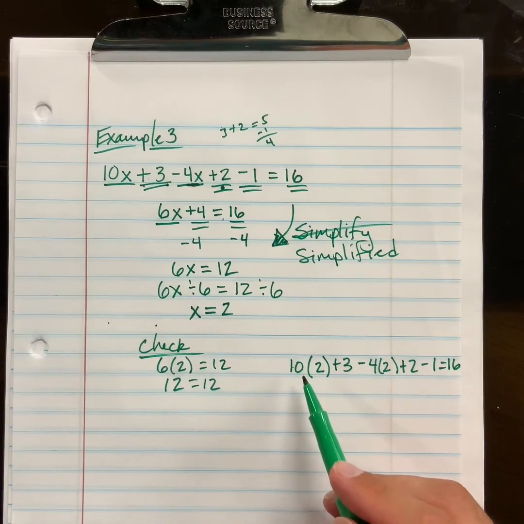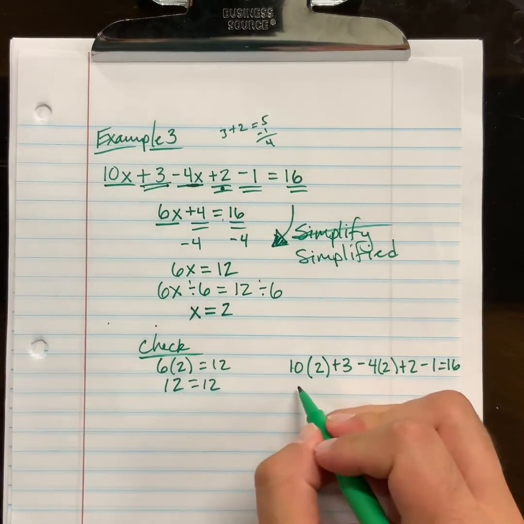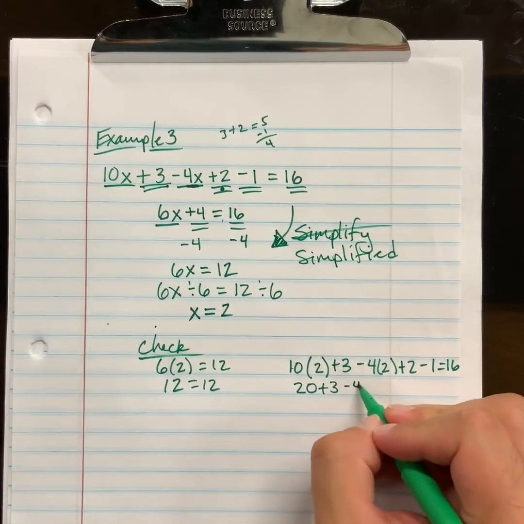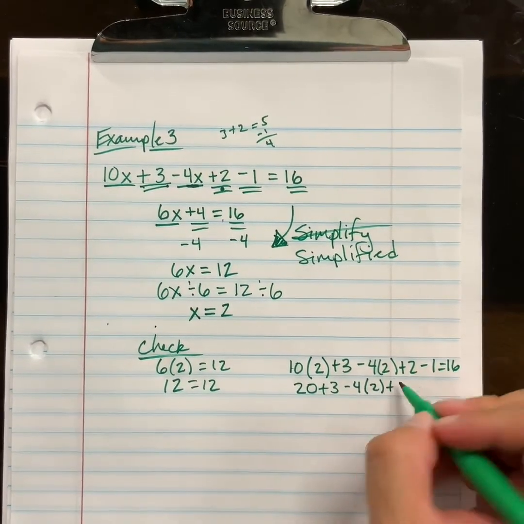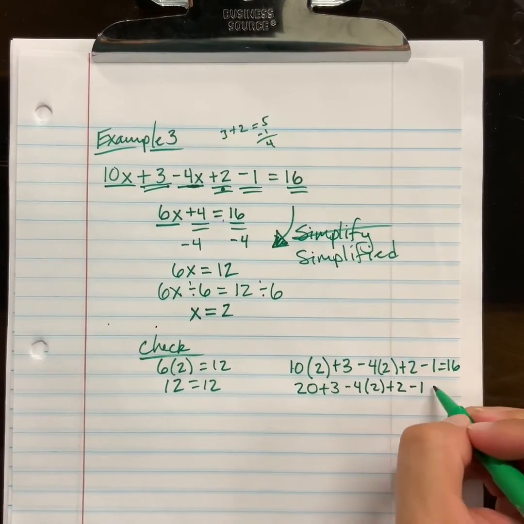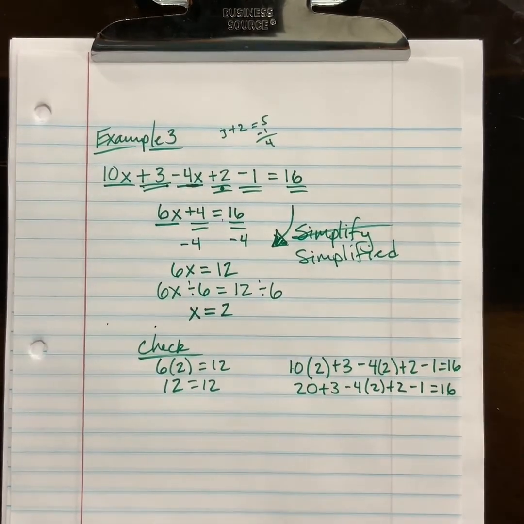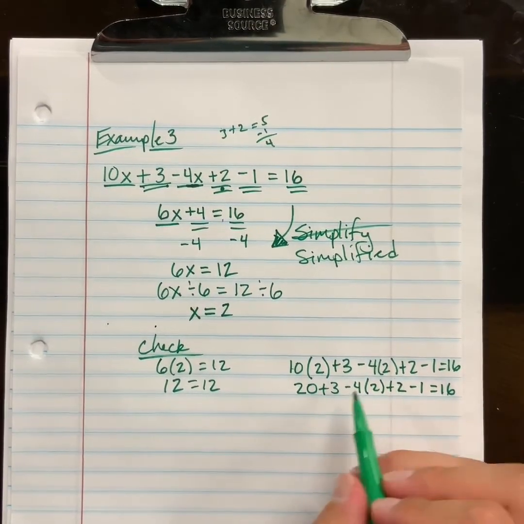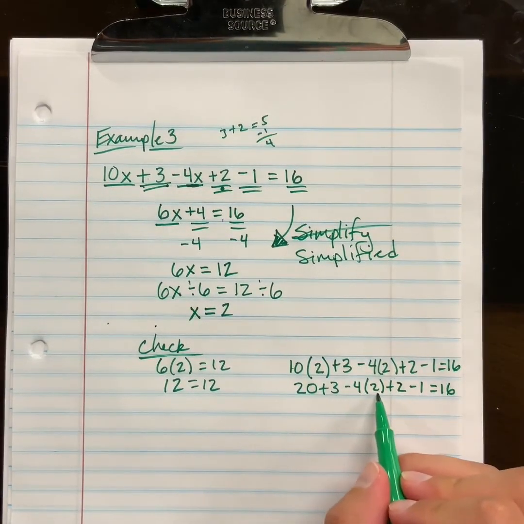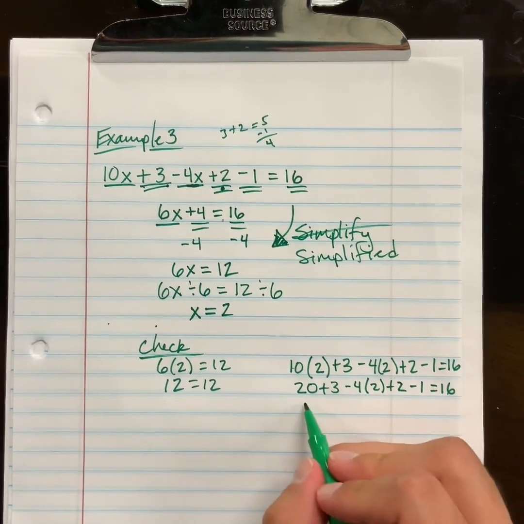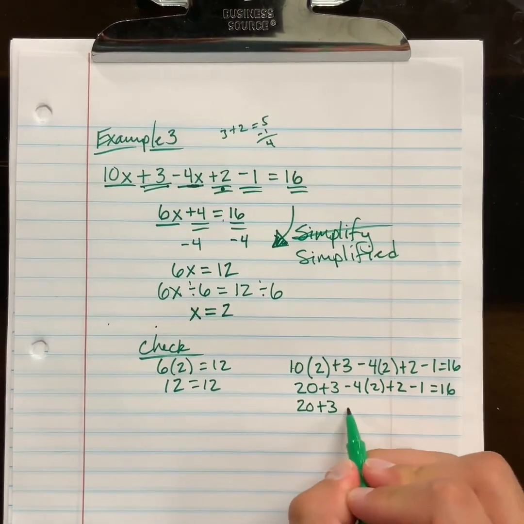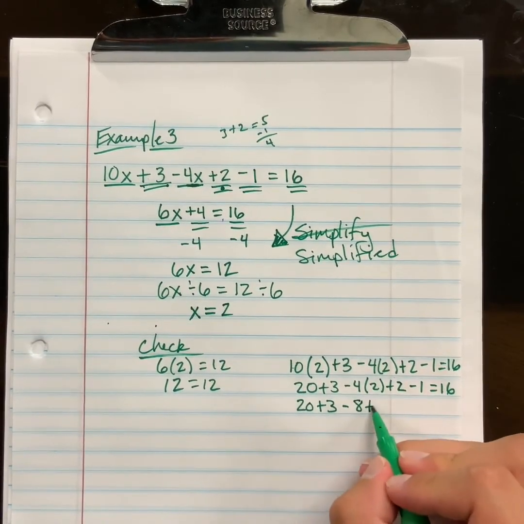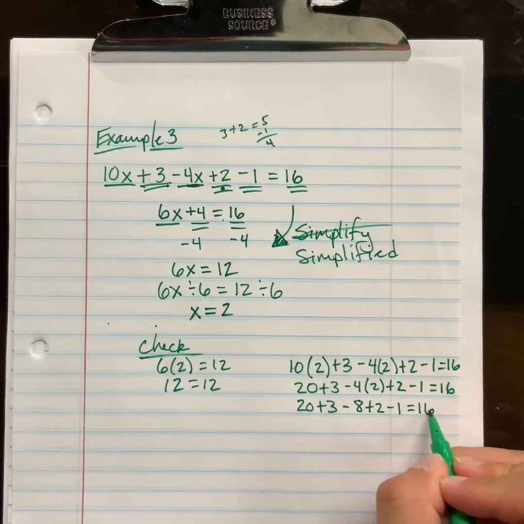So we have multiplication. 10 times 2, which is 20, plus 3, minus 4 times 2, plus 2, minus 1 is equal to 16. We're just going to do one step at a time. We're going to take this easy, follow the pizza slice method. So we can't do addition yet. We have to still have some multiplication in here. We have 4 times 2. So 20 plus 3 minus 4 times 2, which is 8, plus 2 minus 1 equal 16.